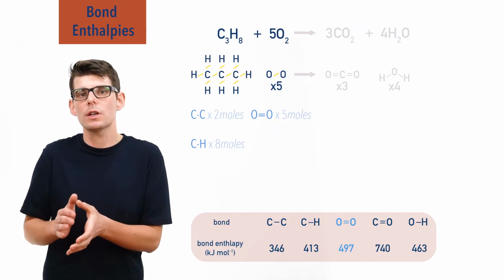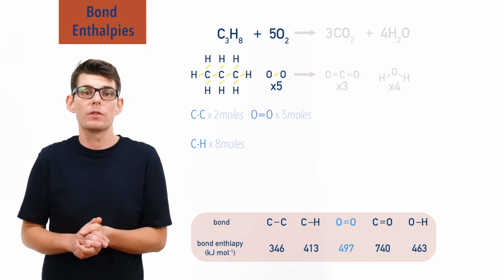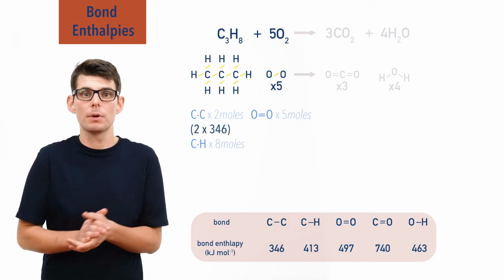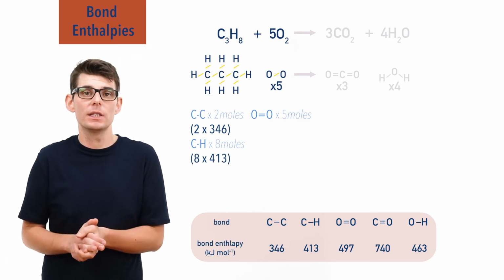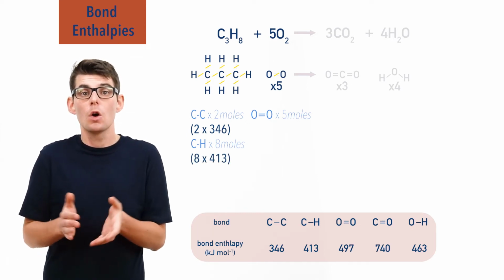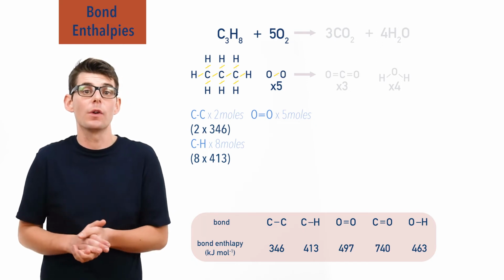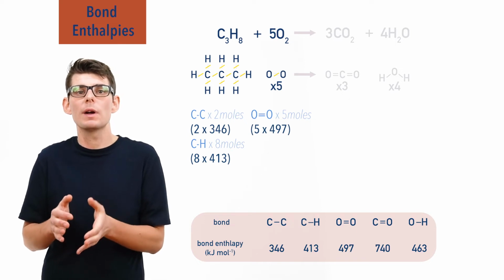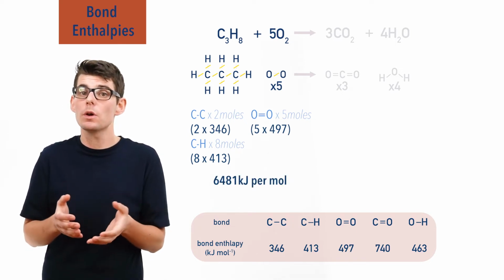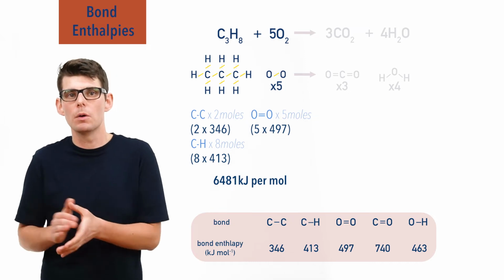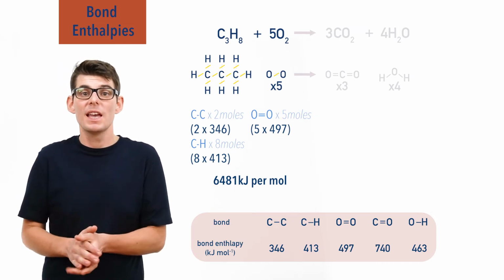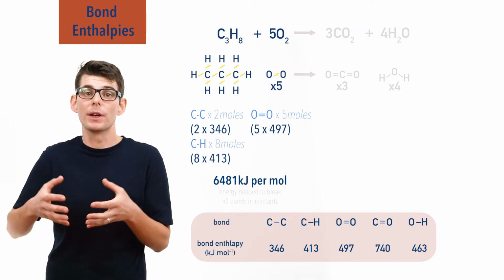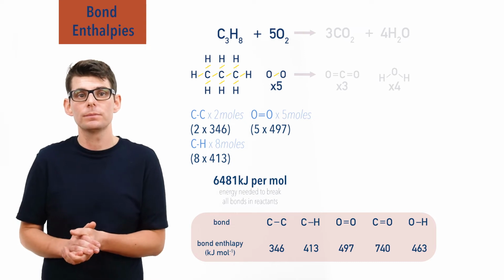The enthalpy change that occurs when all the bonds in 1 mole's worth of propane get broken must be 2 times 346 from the carbon-carbon bonds and 8 times 413 from the carbon-hydrogen bonds. Also factor in the 5 moles worth of oxygen-oxygen bonds, 5 times 497, and this gives a total enthalpy change of 6,481 kilojoules per mole. Another way of looking at this is that 6,481 kilojoules of energy is needed to break all the bonds in the reactants.